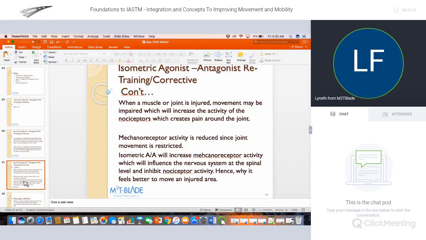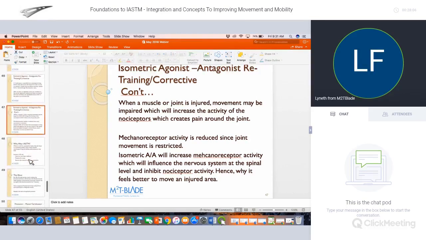When a muscle or joint is injured, the movement may be impaired, which will increase the activity of nociceptors, which creates pain around the joint. If I have an increase in nociceptive activity, I'm going to have a decrease in mechanoreceptive activity, since joint movement is restricted. Isometric agonist-antagonist retraining will increase mechanoreceptor activity, which will influence the nervous system at the spinal level and inhibit nociceptive activity. Hence why it feels better to move an injured area.